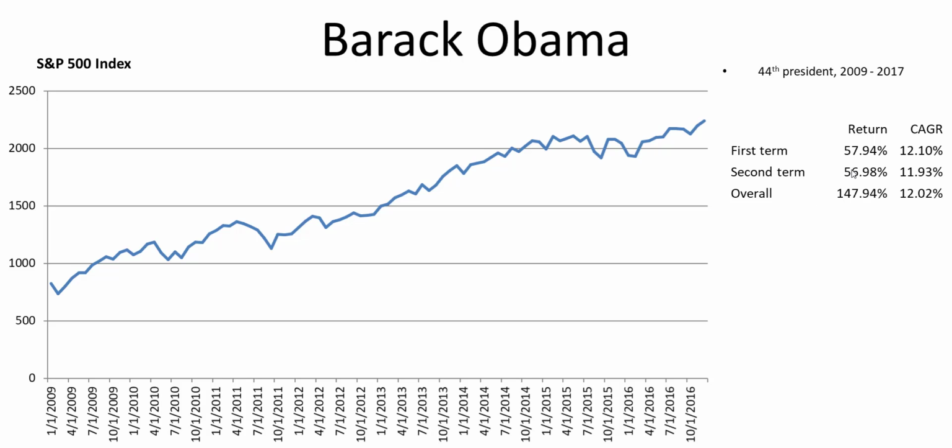From a stock market perspective, the return during the first term was 57.94%, which translates to a compound annual growth rate of 12.10%. The second term was similar, with a return of 56.88% or a compound annual growth rate of 11.93%. Overall, over his two terms, the return of the S&P 500 index was 147%, which is equivalent to a compound annual growth of 12.02%.